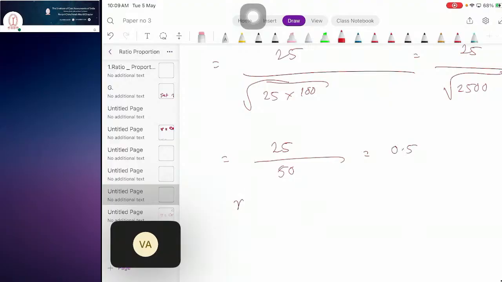So that is the rank correlation coefficient from the given values. Questions of that type come in the question paper. Values have been given to you. Find the value of r.